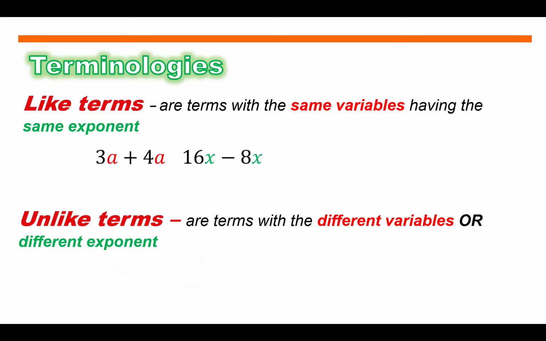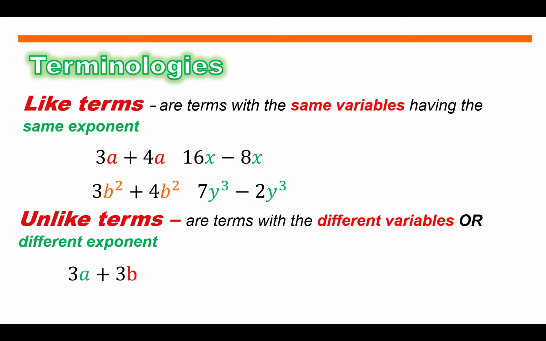16x minus 8x, so that is the same variables, and having the same exponent, which is also 1. 3b squared plus 4b squared, the same variables and the same exponent. 7y cubed minus 2y cubed, the same variables and the same exponent.